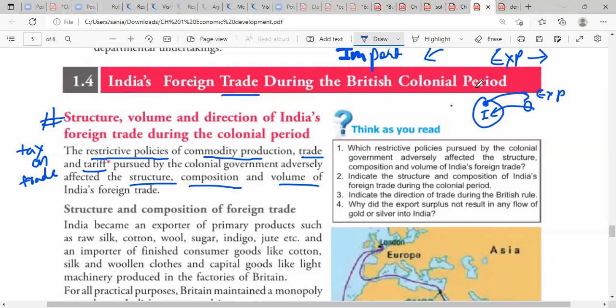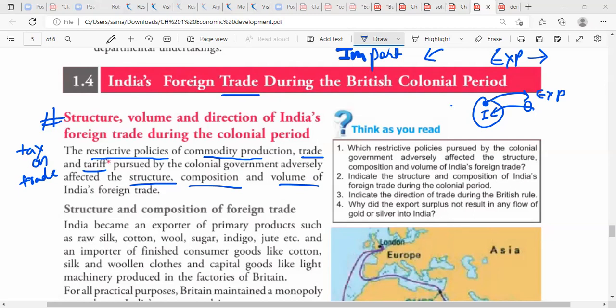See, in this chapter, there are different sectors: agriculture, industries, foreign trade, demographic, occupation. So you have to make notes in such a way that if you are covering agriculture, everything should be there in that agriculture portion. So from here onwards, foreign trade is there. So just write India's foreign trade during British colonial period. And once you are done with the heading, let me know, then I'll check. Done, ma'am.